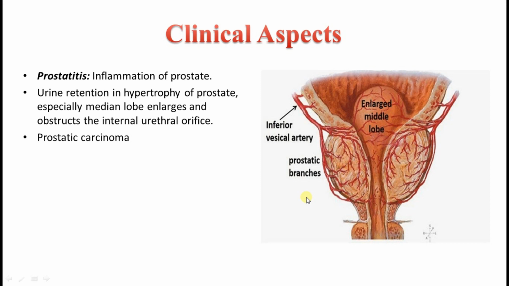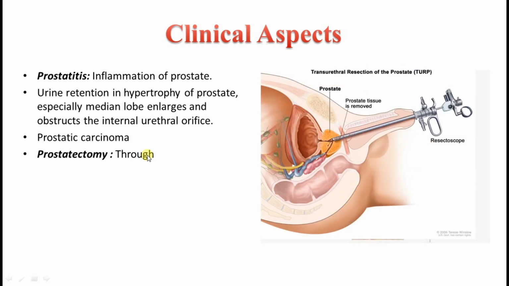Prostatic carcinoma mainly affects the outer part, the main glands, and there is prostate specific antigen. So screening is done for the presence of prostate specific antigen. Prostatectomy might be total prostatectomy, where you leave the capsule and enucleate the gland, or partial prostatectomy can also be done. Mainly two routes: one is the suprapubic route and the other is transurethral resection of the prostate, called the TURP, and this is the most preferred method.